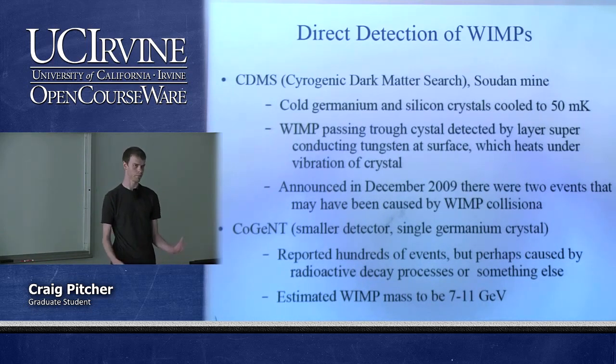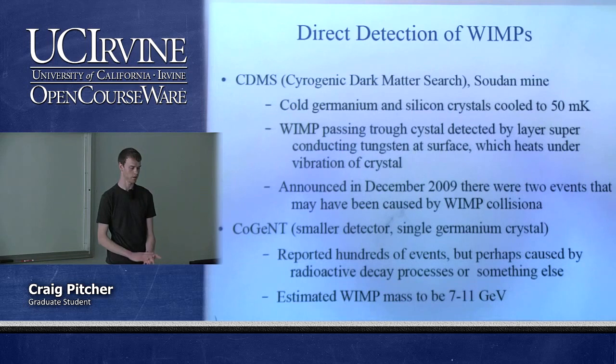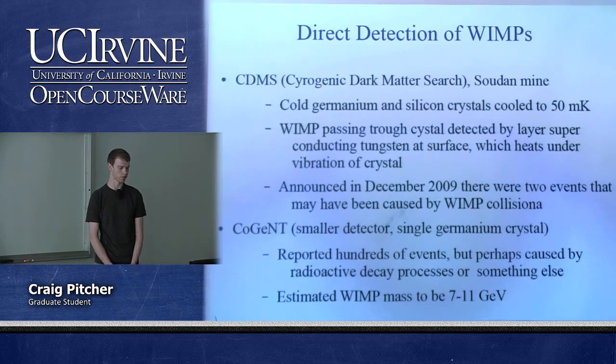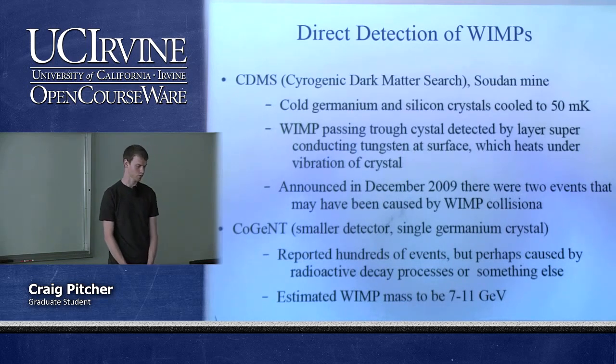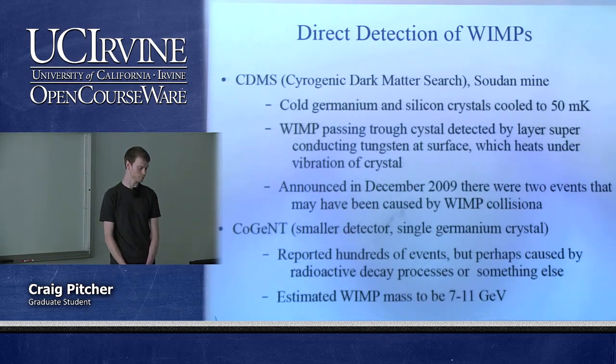A WIMP passing through would collide with an atom inside of the crystal. This collision would cause a vibration that would heat a layer of superconducting metal. So you can just measure the change in resistance that's due to the change in heat. They're trying to look for those small changes in resistance from a collision event. It was announced in December of 2009 that there were 2 events that could have been caused by WIMP collisions. So definitely not statistically significant data to claim anything yet.